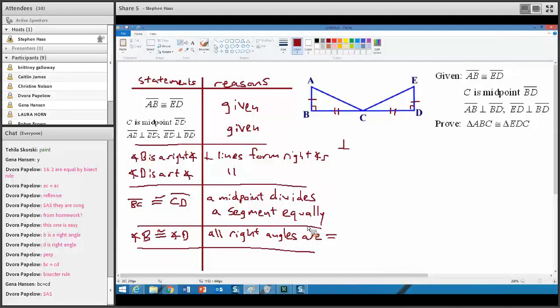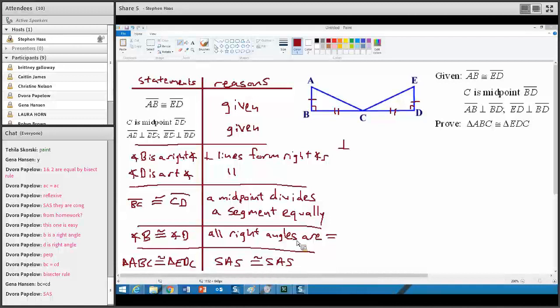Now that we have angle B is equal to angle D, now we've got the triangles. Now we've got triangle ABC congruent to triangle EDC, and it's all based on side angle side is congruent to side angle side. Okay, I want to do one more before, and let's try to find one that's a little bit more difficult.